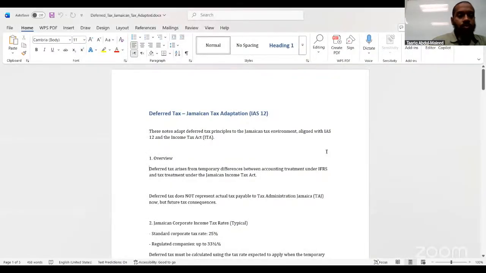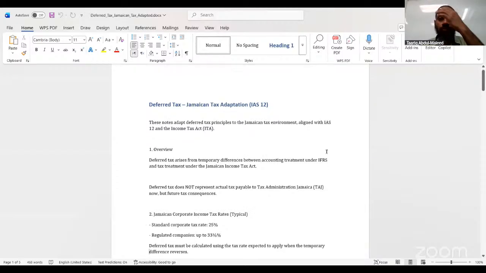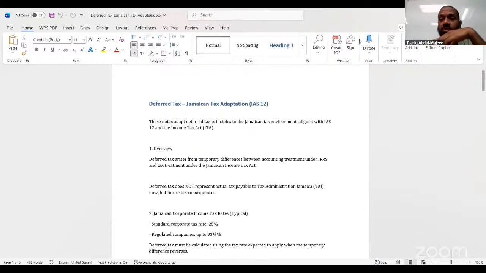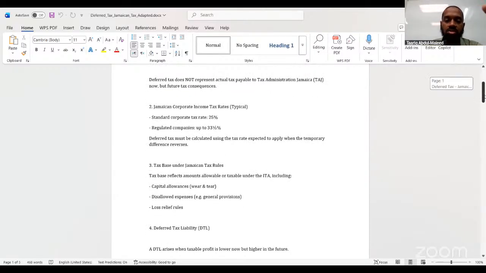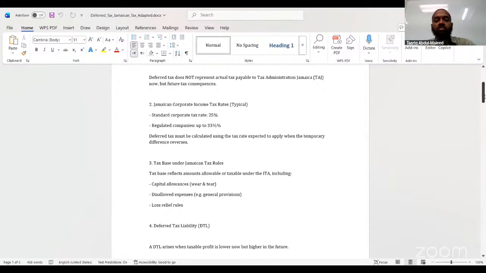All right, so deferred tax, as we said from our first session, basically arises when there's a temporary difference, meaning the value you have on the books is different from the value the government has. The government value is based on the capital allowances applied to the asset. Your value is based on depreciation applied to the asset. Generally, our income tax rate is 25%, but for regulated entities, it's 33 and a third percent. Deferred tax must be calculated using the tax rate.